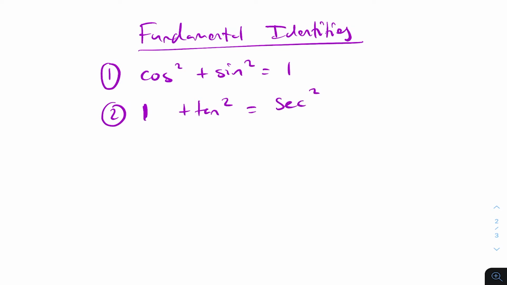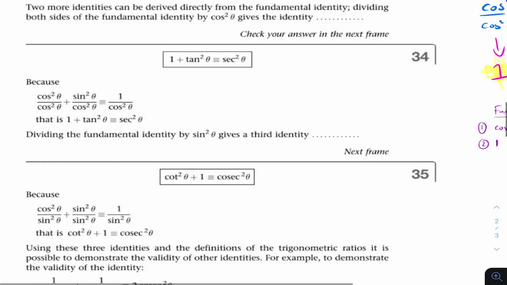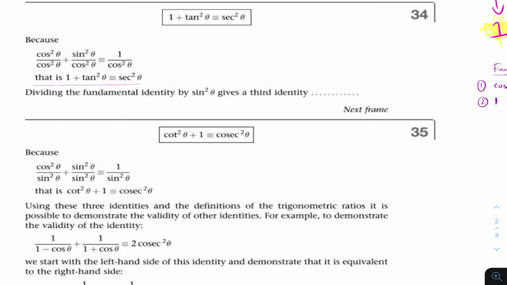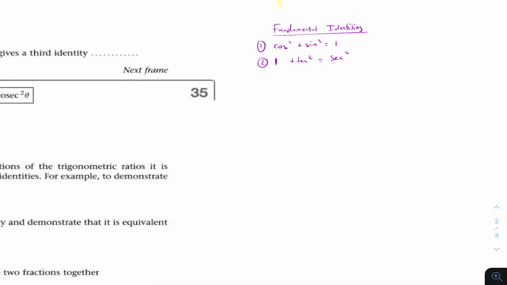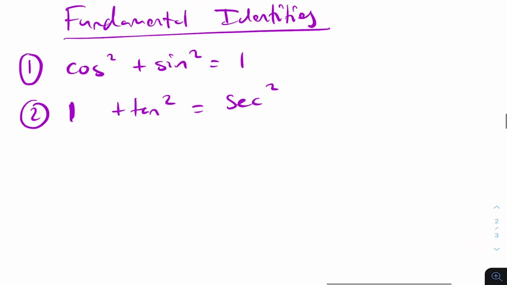All right, let's carry on through the book. He just explains that here, right? Dividing a fundamental identity by sine squared gives a third identity. So now what we're talking about is dividing this first identity, dividing both sides by sine squared. Remember, all we're doing is just manipulating the equation, the same as what I mentioned about 3x plus 1 is equal to 4.